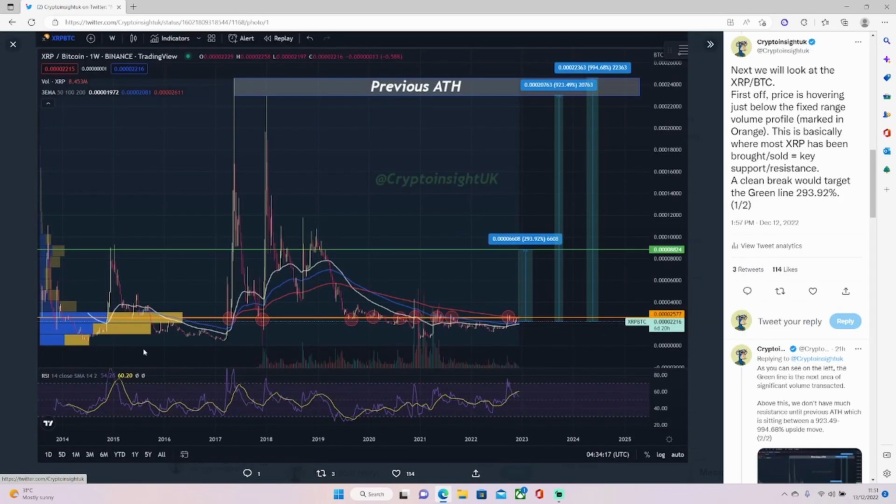I'm going to show you what this is. The fixed range volume profile basically shows you where most people have transacted, bought or sold XRP, basically where the most volume for sales has come in over history. And as you can see by all these red circles, you can see how it's reacted to this price level. In the past, we came back and backtested an area of support. When we touched it, boom, we took off.